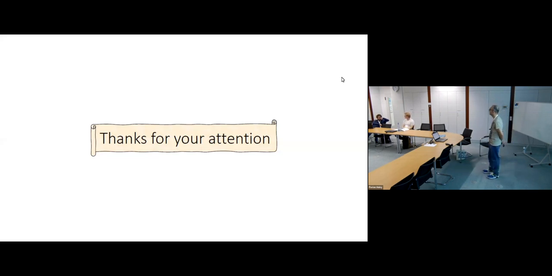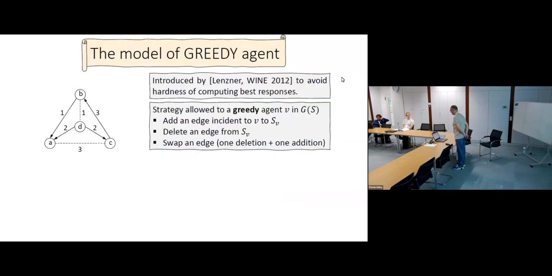So when you introduce the greedy agents, are we assuming that all vertices are greedy, or are there just some? All the agents are uniform, so they are all greedy. Oh, okay, perfect. Thank you.